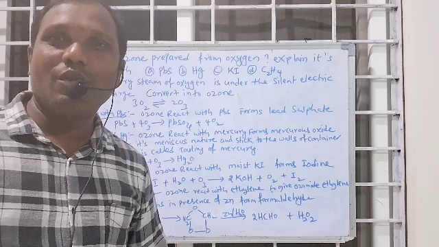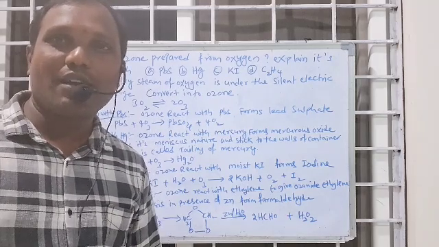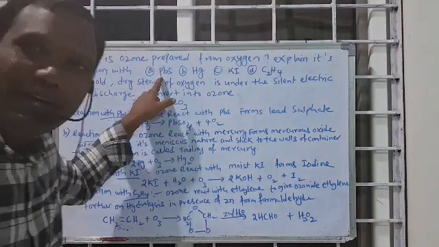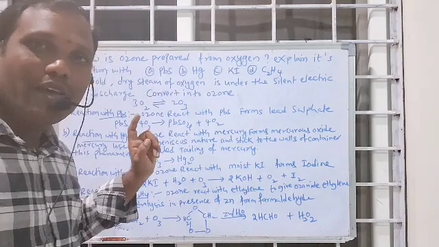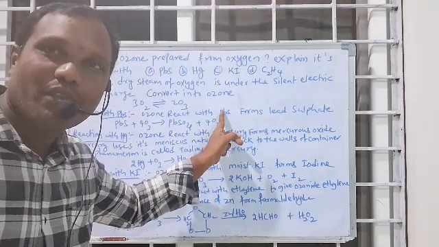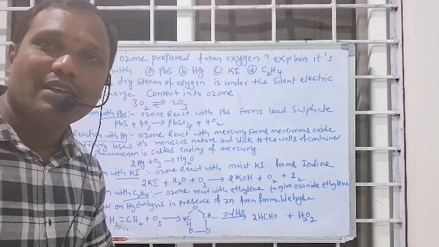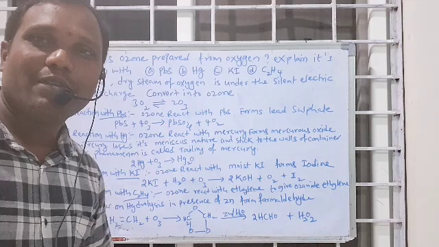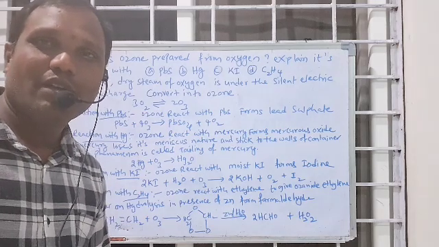Now, how does the ozone react with the following reactants? The first reactant is lead sulfide. PbS is lead sulfide. Ozone reacts with lead sulfide to form lead sulfate. Once again, ozone reacting with lead sulfide produces lead sulfate. This reaction is an oxidation reaction. Look, very simple.